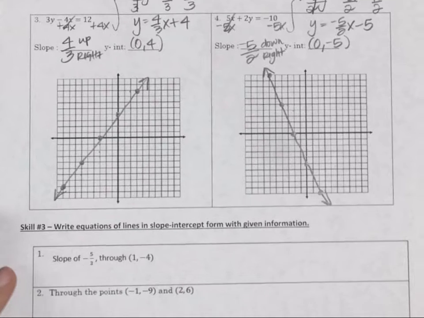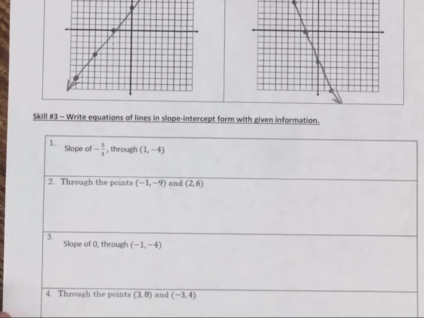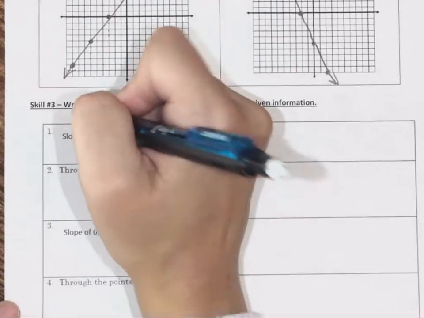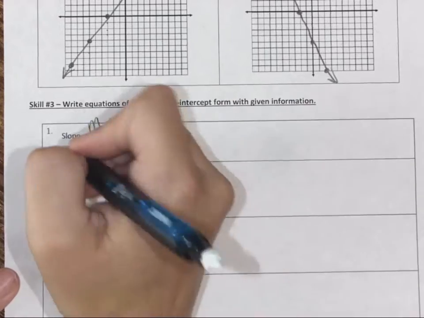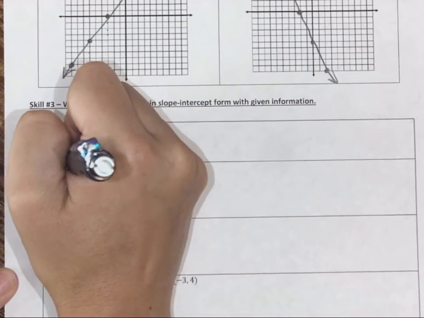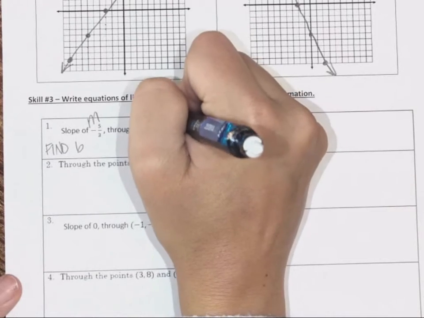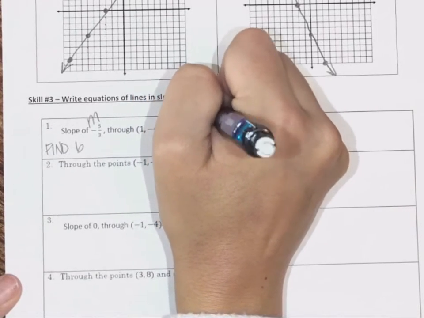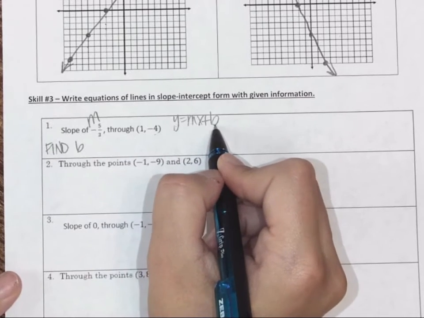Okay, so this last skill, we're going to write the equation of the lines in slope-intercept form with whatever information we're given. So on number 1, we are given m, which is good, and we're given an ordered pair. So that means that we need to find b. And in order to find b, we're going to use our equation, y equals mx plus b, plug in m, plug in the ordered pair for x and y, and solve for b.